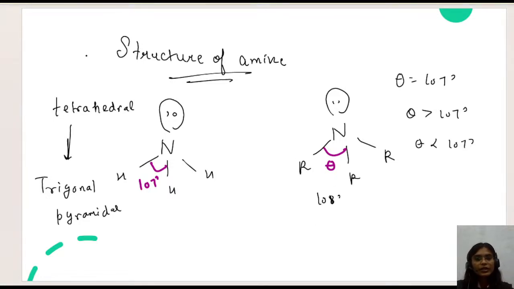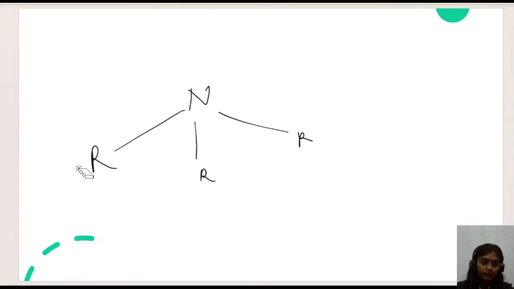But why? Look at this. For example, suppose this nitrogen is the central atom and this is R in our group, okay? So let's just change this R with some methyl group. R can be any ethyl, methyl, or any group. Everyone, I guess you know how the methyl looks like, right? This is how it looks like.